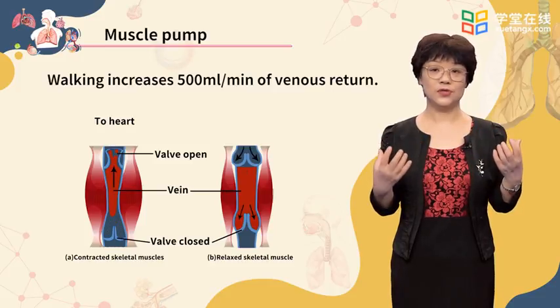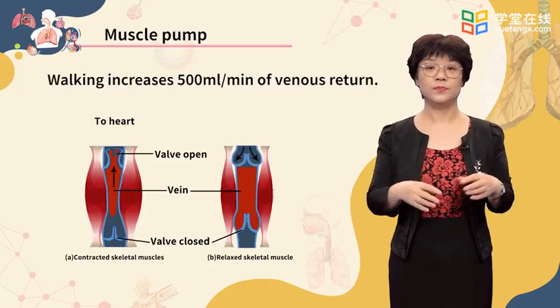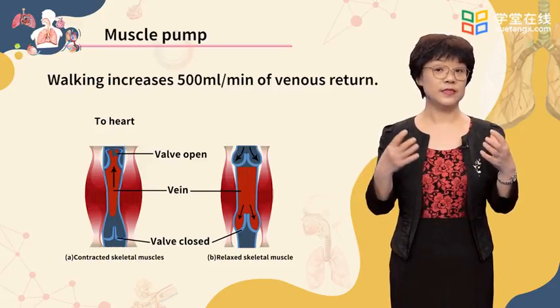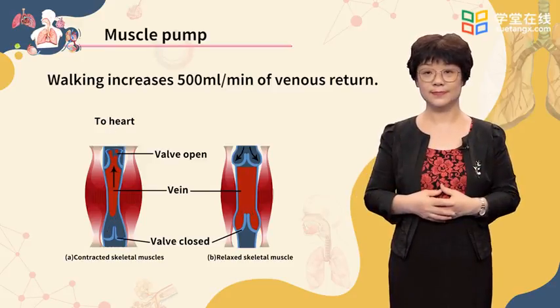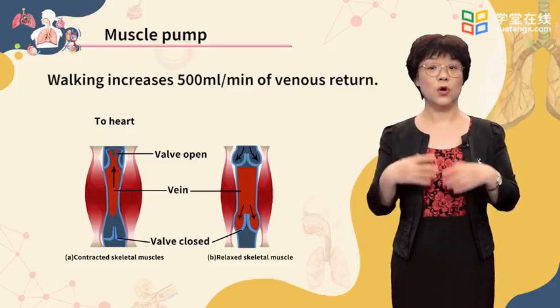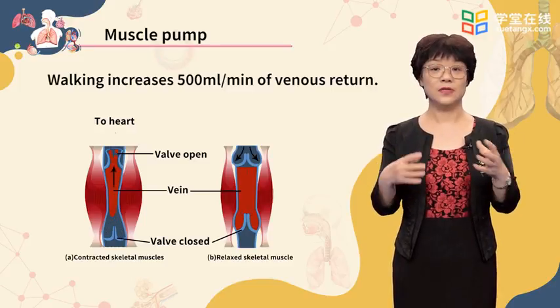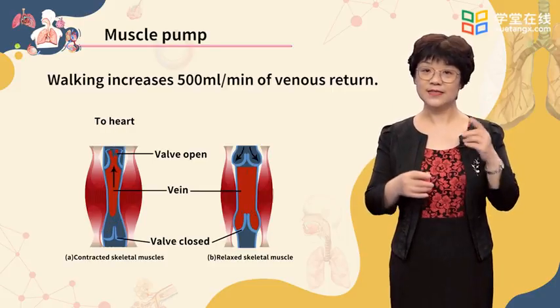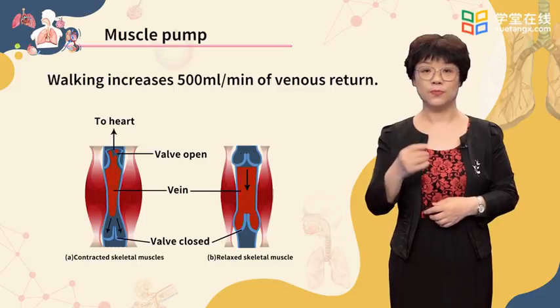During ventricular relaxation, the valve proximal to muscles closes and prevents the backflow of blood. The valve distal to the muscles opens and allows the blood to flow upwards. This is the so-called muscle pump.